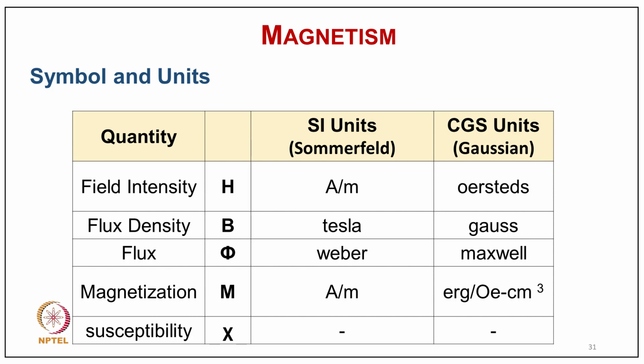So here we have the symbols used for this magnetism. We list the quantity, then the SI unit and CGS unit. Normally we are now using SI units. Field intensity, we denote by H, and the unit is ampere per meter. Flux density unit is Tesla, and flux unit is Weber, and magnetization M is in ampere per meter. Then susceptibility, we already talked about, is mu r minus 1. That's only how strong your magnetic material is compared to the air.